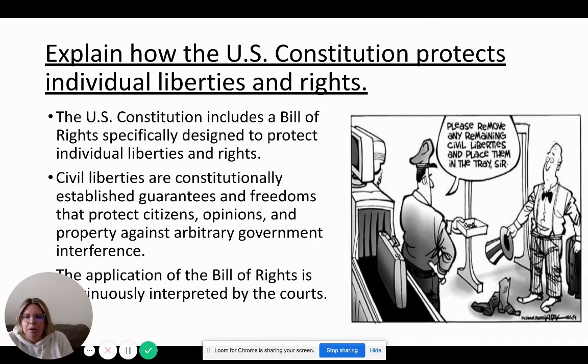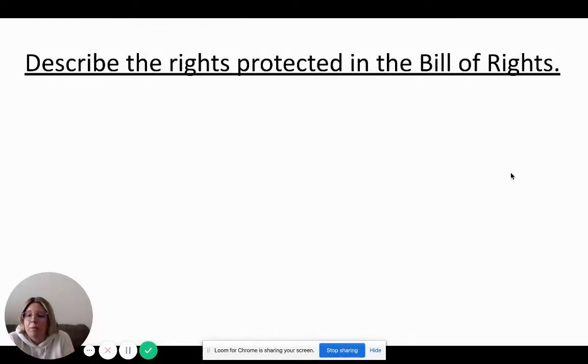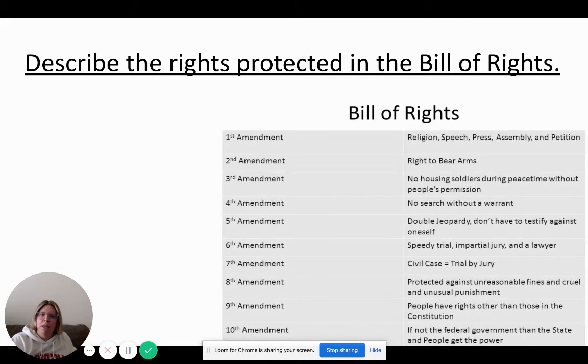Okay, application of the Bill of Rights is continuously interpreted by the courts. So definitely how our civil liberties and civil rights are honored or protected has changed over time, and as far as what is okay for the police to do, what is not okay for them to do. So what are the rights protected in the Bill of Rights?